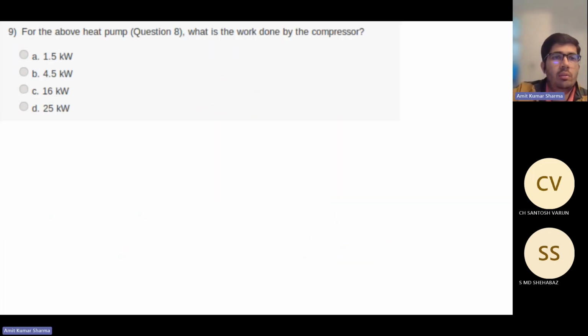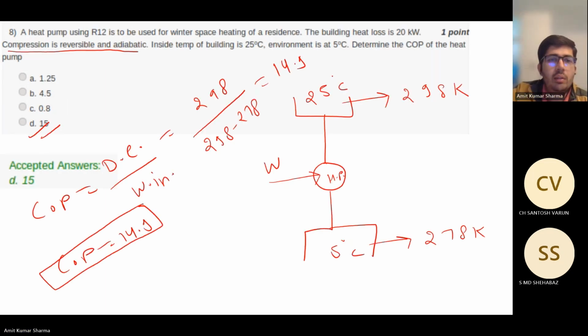In the previous question for the heat pump, what is the work done by the compressor? With the same data, let me know the work done by the compressor. Take another 2 minutes to answer. You have the COP, you have the other data. So let me know the work done.